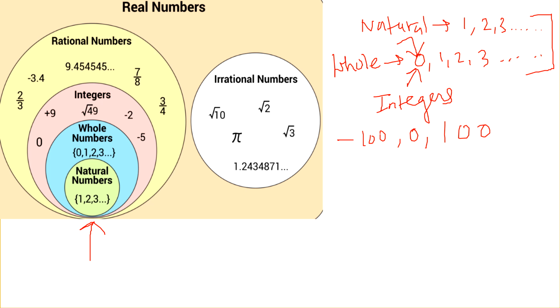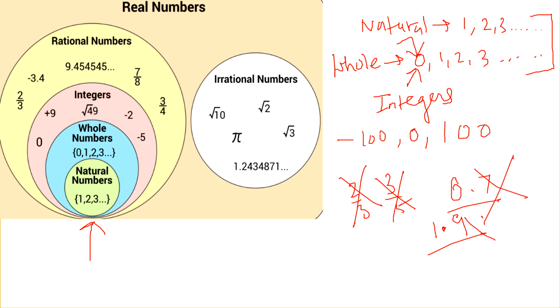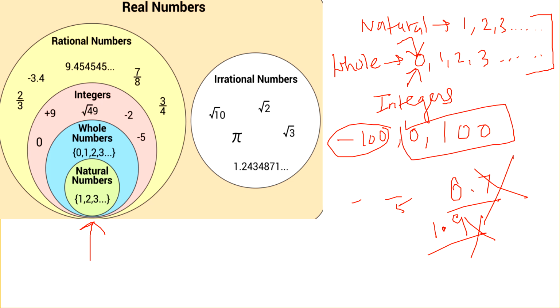It will not have fractions like 2 over 3 or 3 over 5. They are not integers. If you want decimals, let us say 0.7 or 1.9, this is also not an integer. So integers strictly will have negative numbers and whole numbers. Integers are a collection of whole numbers and negative numbers. So that's how it is.